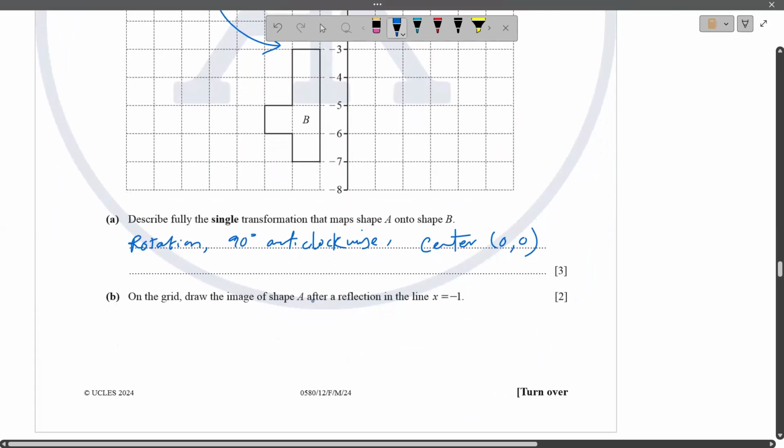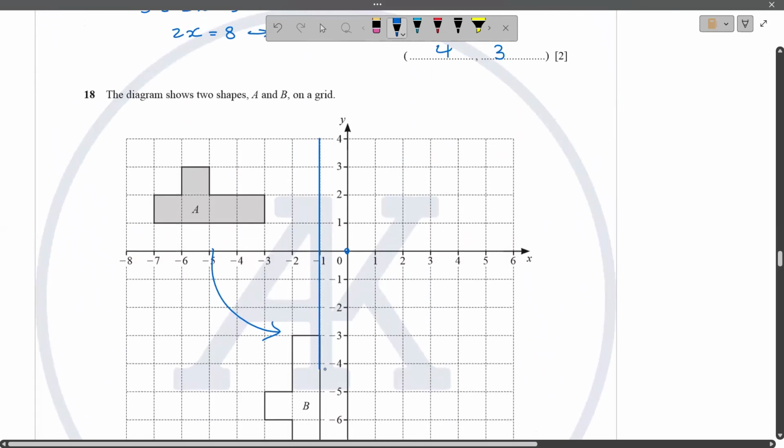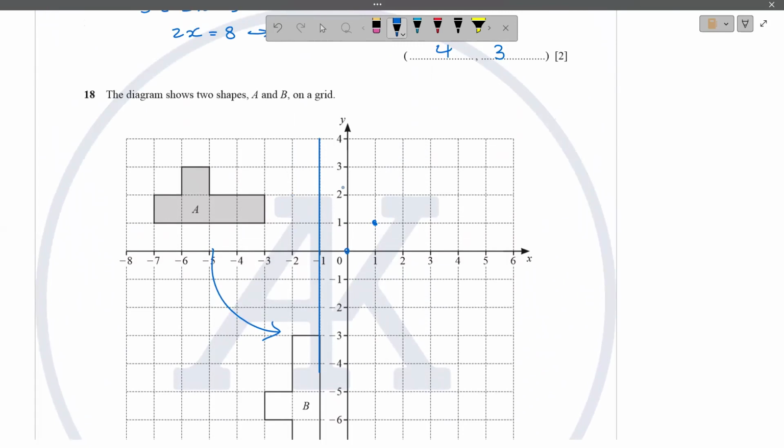Draw the image of the shape A after reflection in x equals -1. This is the line x equals -1. After reflection, I'm going to start here. This point will be here, this point will be here. And then this point, I'm going to move 4, 4, 4, and 5 steps to the left, 5 steps to the right. You can see your shape reflected on the other side. Okay, and that's it.